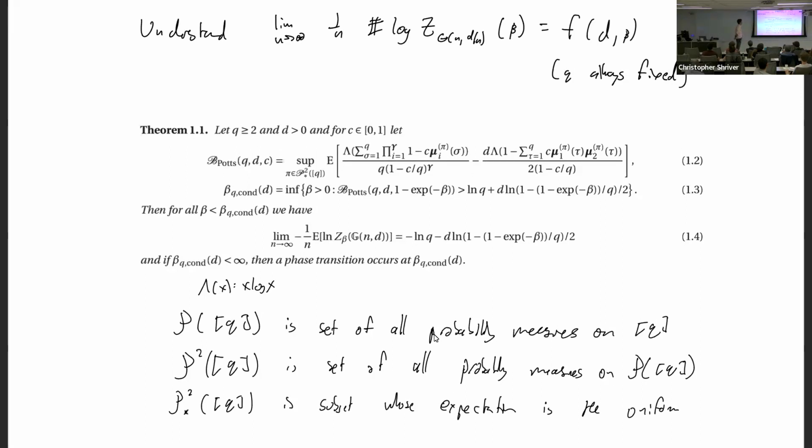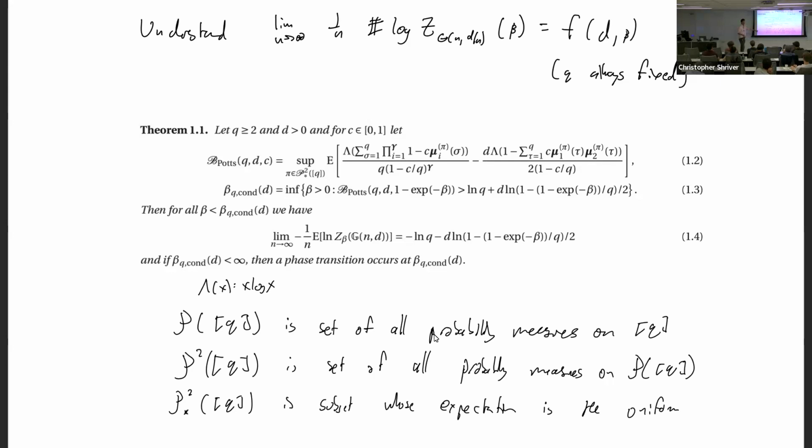And what is this? This is an optimization problem. It's a sup over pi in this curly P squared star of Q, of some expectation. Let me work through the objects. Q in brackets just means the integers 1 up to Q, so the set of colors. P of Q is the set of all probability measures on colors, so you can think of these as marginals. One possible probability measure is just the uniform distribution on Q colors. Another would give 50% to red, 10% to blue, 10% to green. All of these are probability measures on Q. So that's P of Q.